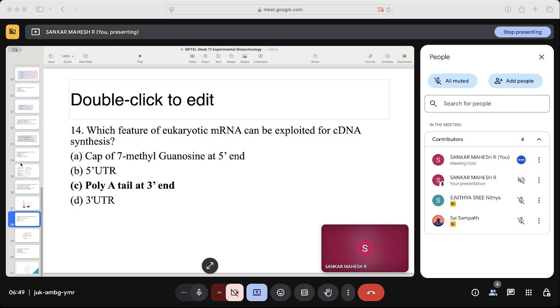Fine. Two more questions. Which feature of eukaryotic mRNA can be exploited for cDNA synthesis? And four options are given here. Cap of 7-methyl guanosine at 5' end, 5' UTR. Poly A tail at 3' end, 3' UTR. You can take a couple of minutes and then tell me what are the differences that you know between prokaryotic and eukaryotic mRNA. And then we'll take it from there.